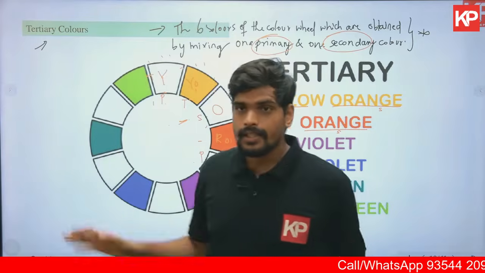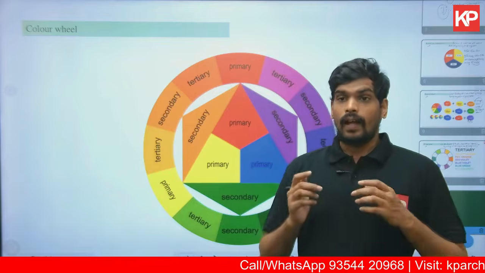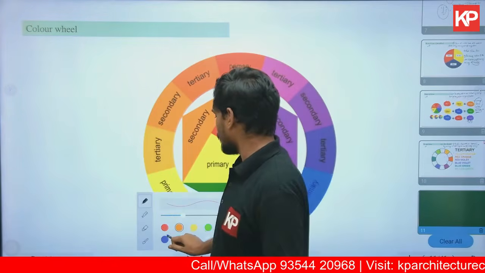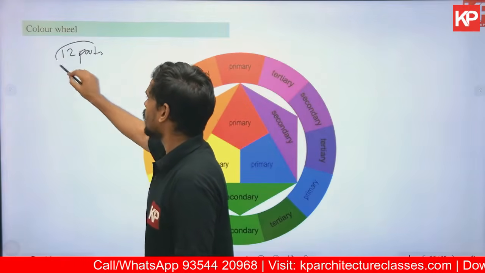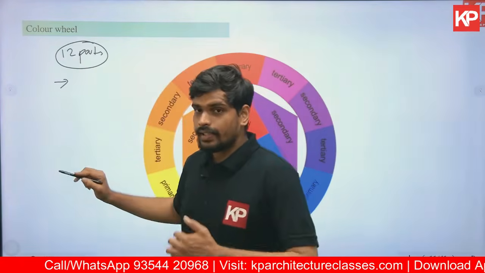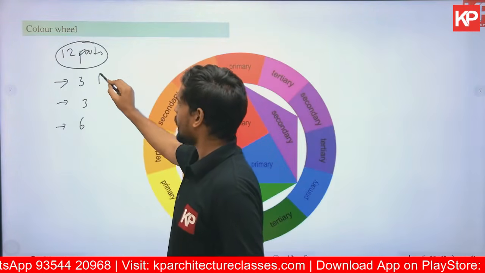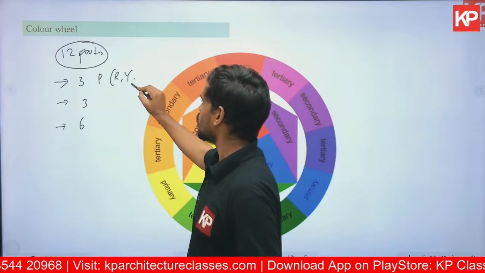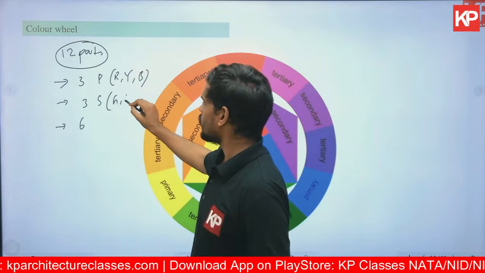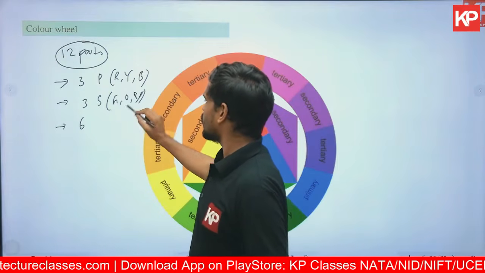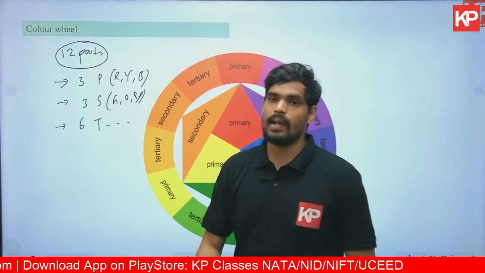Now let us quickly recall the three types of colors of the color wheel. As I told you, the classification of the types of colors of the 12-part color wheel: the color wheel has 12 parts, and of that, there are three categories: 3, 3, and 6. The first three are primary colors, which are red, yellow, and blue. The next three are secondary colors, which are green, orange, and violet. And the remaining 6 are tertiary colors, which are obtained by mixing one primary and one secondary.